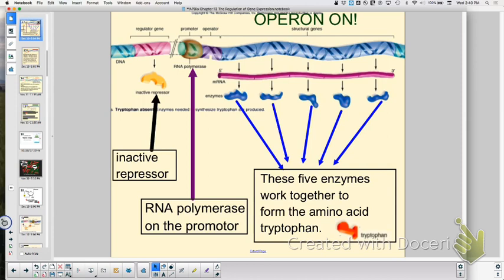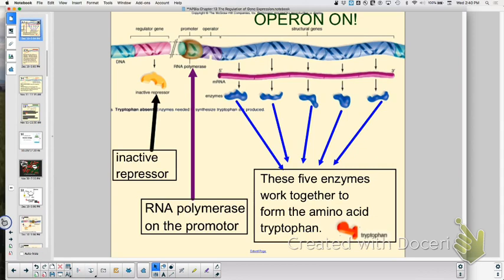If you are an inducible operon, your operon is what? Off, but it could be turned on, exactly. So in this case, RNA polymerase is binding to the promoter. You don't see anything in here about a transcription factor, but RNA polymerase is binding to the promoter. The structural genes are being transcribed and translated, and your product that you are generating is tryptophan.